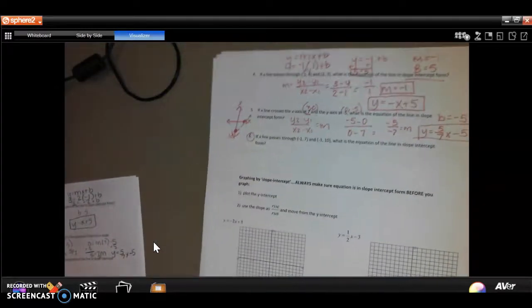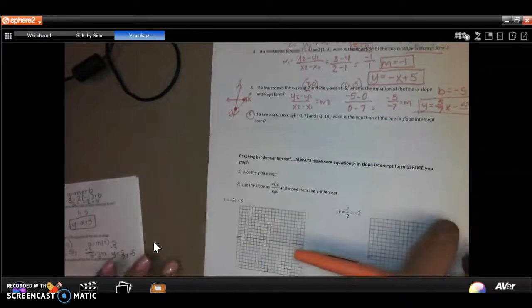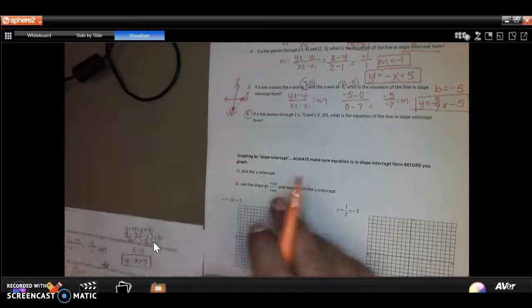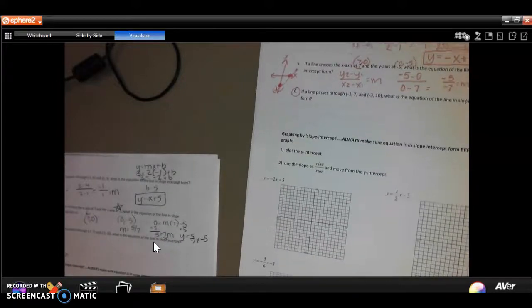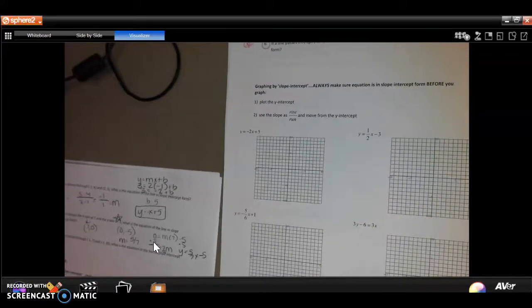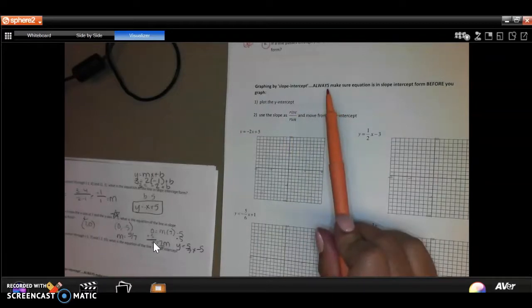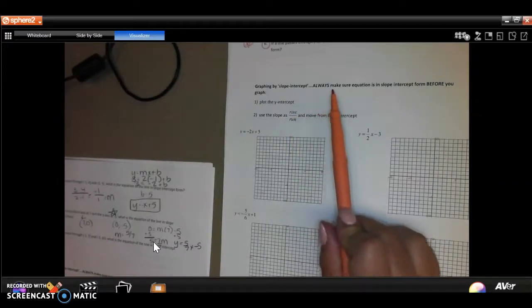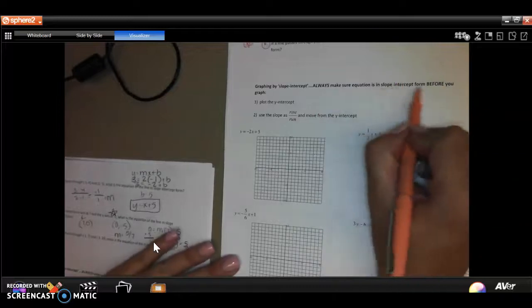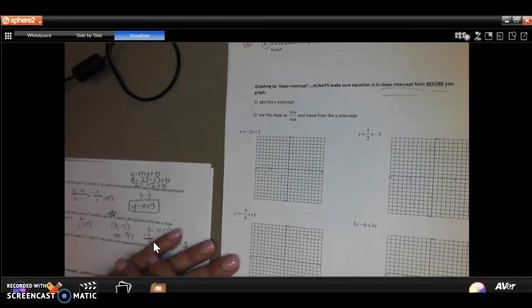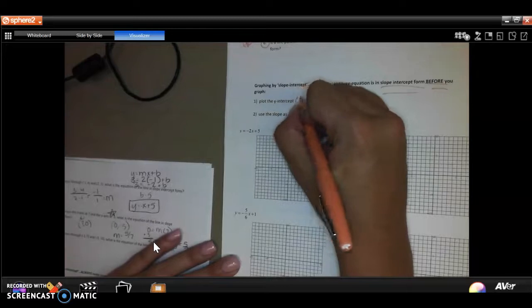We'll go over it tomorrow for our bell ringer. And now let's talk down here. Down here is where we're going to incorporate everything we talked about at the beginning of this lesson. So graphing in slope-intercept form should be a review for you. All right. When I'm looking at this, you always need to make sure the equation is in slope-intercept form before you graph. First of all, plot your y-intercept, or your b.